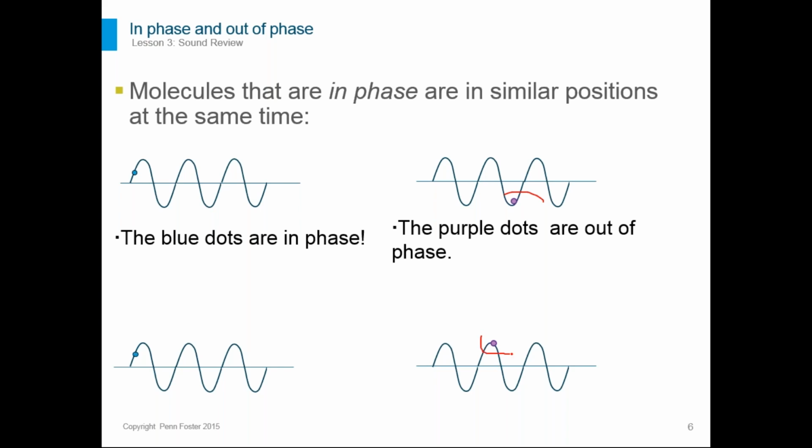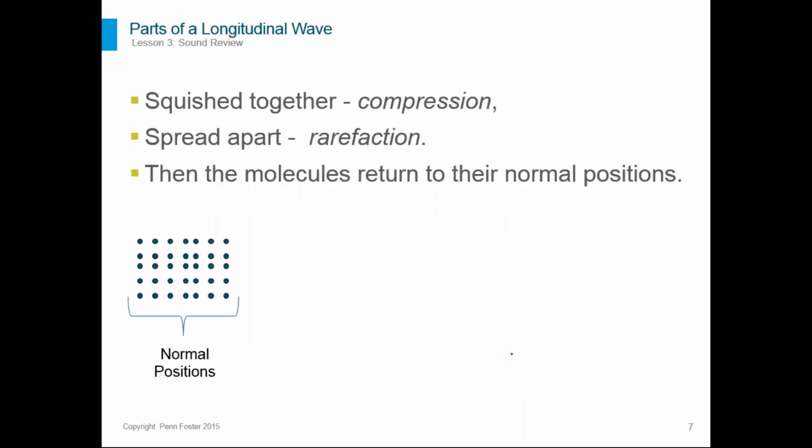So we're going to talk about this later, but they are kind of working against each other if they're out of phase. You have 2 waves, one that's forcing the molecules to go down and one that's forcing the molecules to go up at the same time, and they're actually going to cancel each other out. Okay, but that's later on in the lesson. So let's look at longitudinal waves a little more, because that's what sound waves are. Sound waves are longitudinal waves.